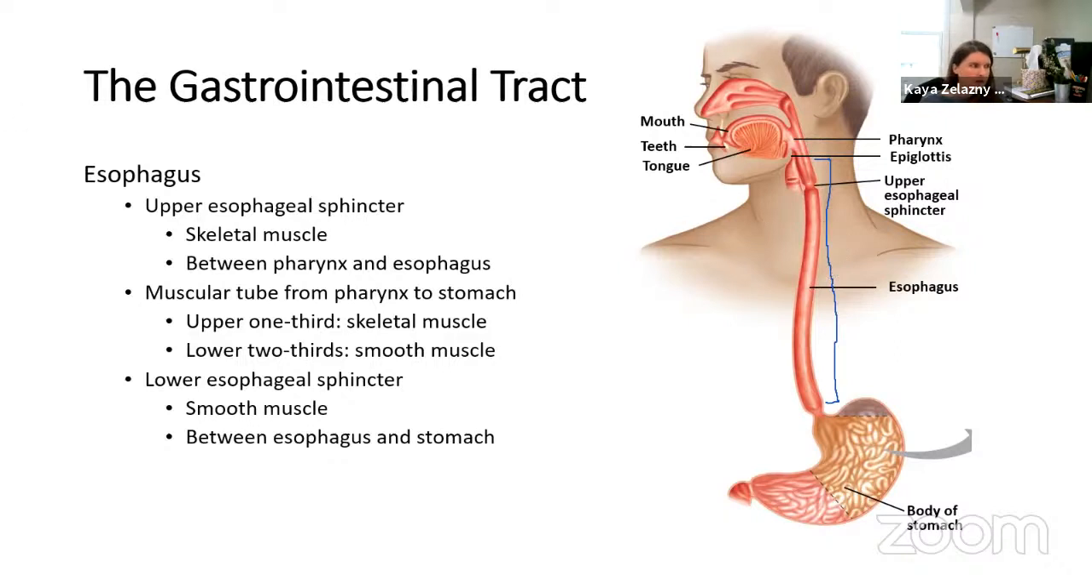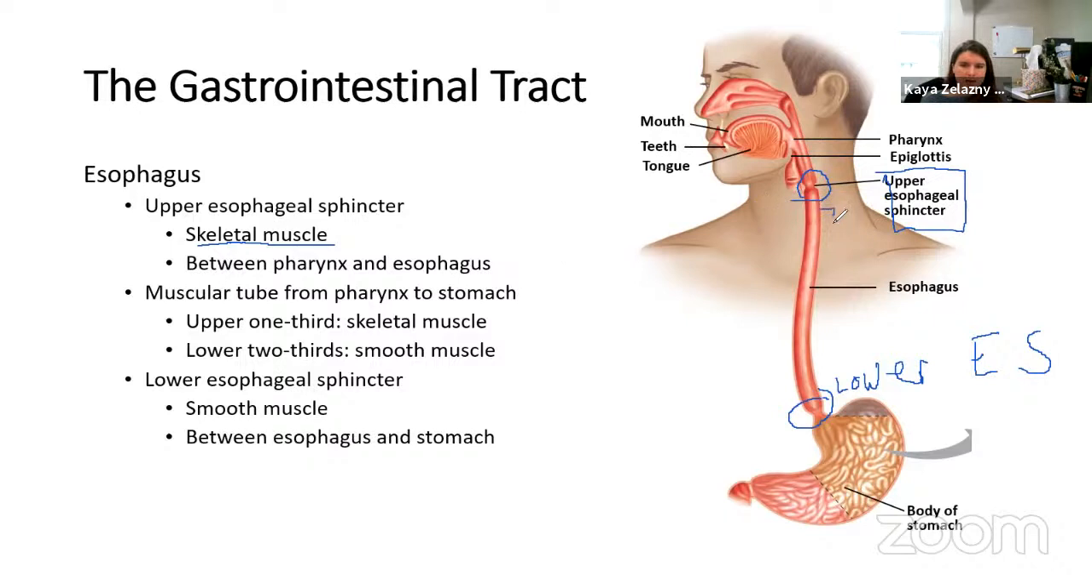So we can think about this separation by thinking about the two sphincters on either end of the esophagus. We have an esophageal sphincter at the top and at the bottom. We have an upper esophageal sphincter up here, and then this would be our lower esophageal sphincter down here. The upper esophageal sphincter can be under conscious control. So it's made of skeletal muscle, right? You can deliberately swallow something. And it's located between the pharynx and the esophagus.